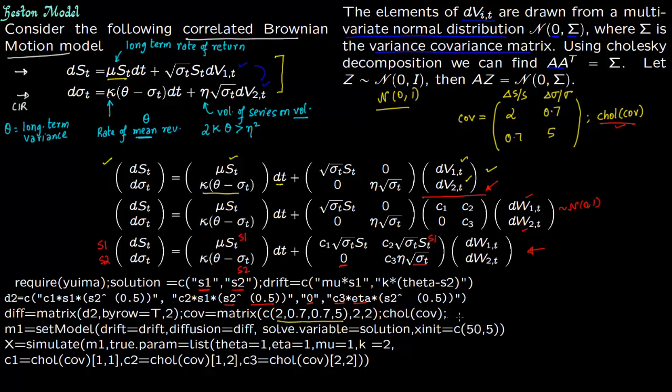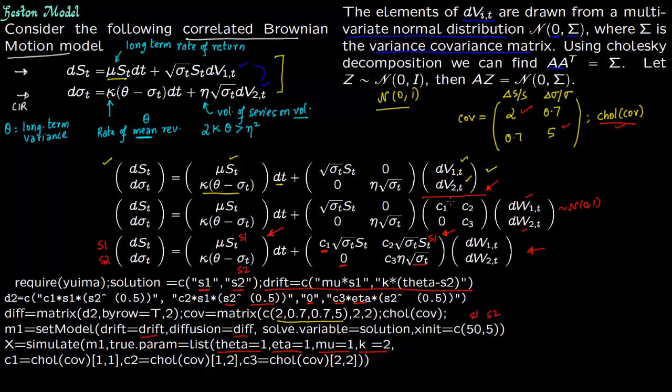And then it's just a matter of setting the model up. This is our drift which we set here, and this is your diffusion matrix. So that is what you have. You're going to solve for S1 and S2, and initial values of say S1, your stock price, is 50, and the initial value of your vol is 5. And then we are going to just simulate it. I'm just giving some parameters here. Obviously you have to give theta, you have to give eta, you have to give mu, I'm giving 1, kappa is 2, and then the C1 I said comes from the Cholesky matrix.